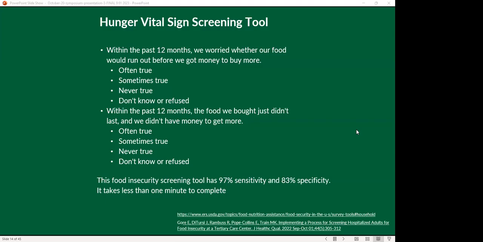Yes, I just want to say that this tool, not only does it take 1 minute to complete, but the tool is available in Spanish, as well. Yes, it's available in Spanish. That's what I wanted to say.